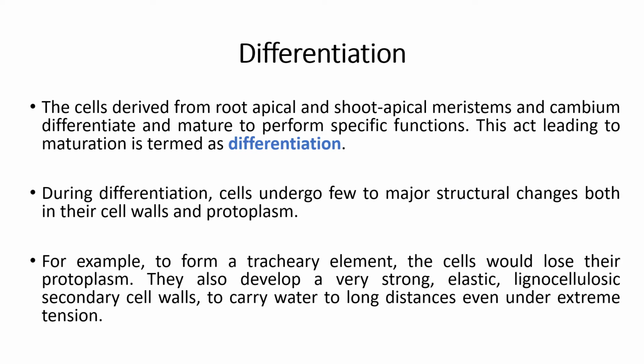What is differentiation, what is the definition of differentiation, and what is an example? The cells which are derived from the root apical and shoot apical meristems and cambium differentiate, and they perform various specific functions. This maturation stage is known as differentiation. So this is the proper definition of differentiation.